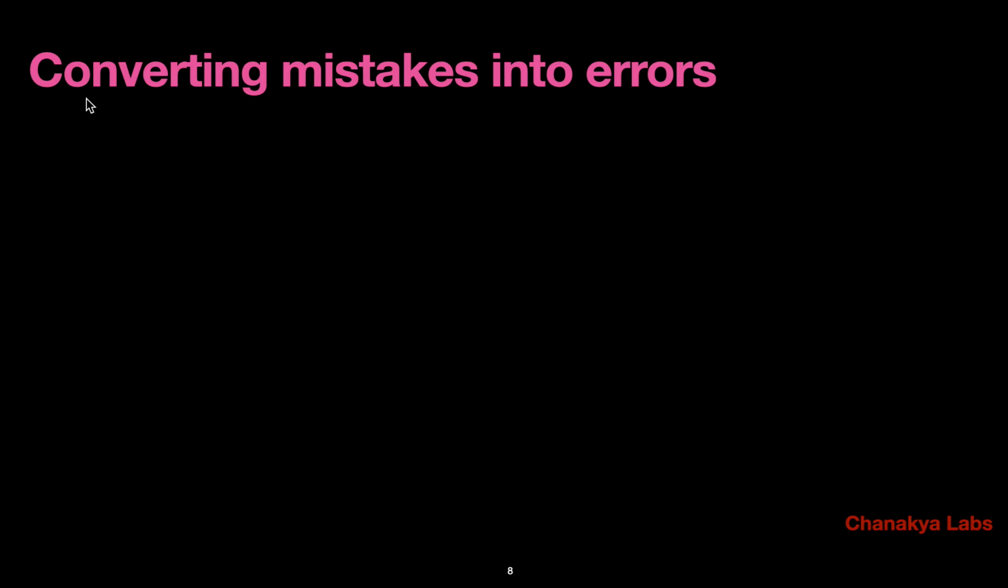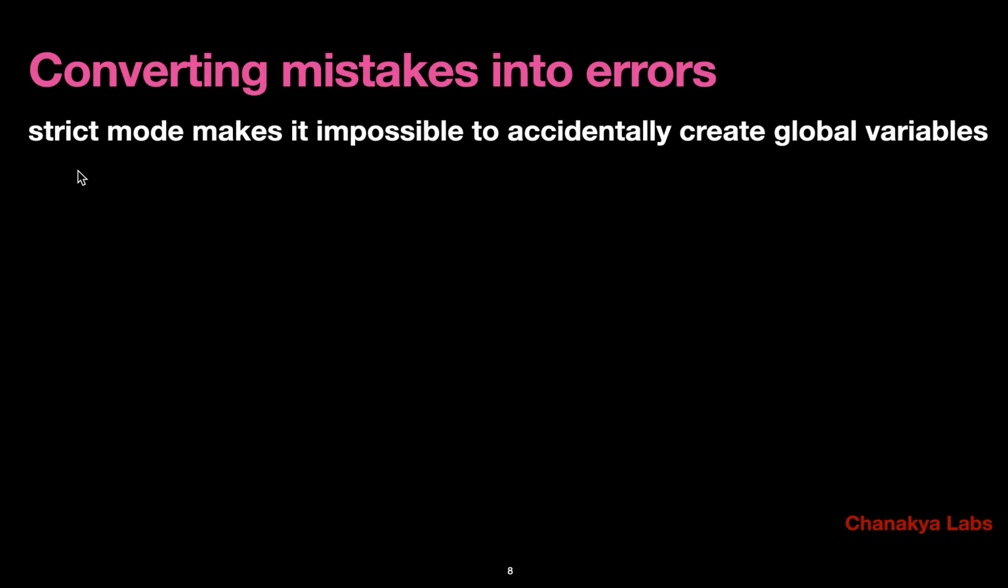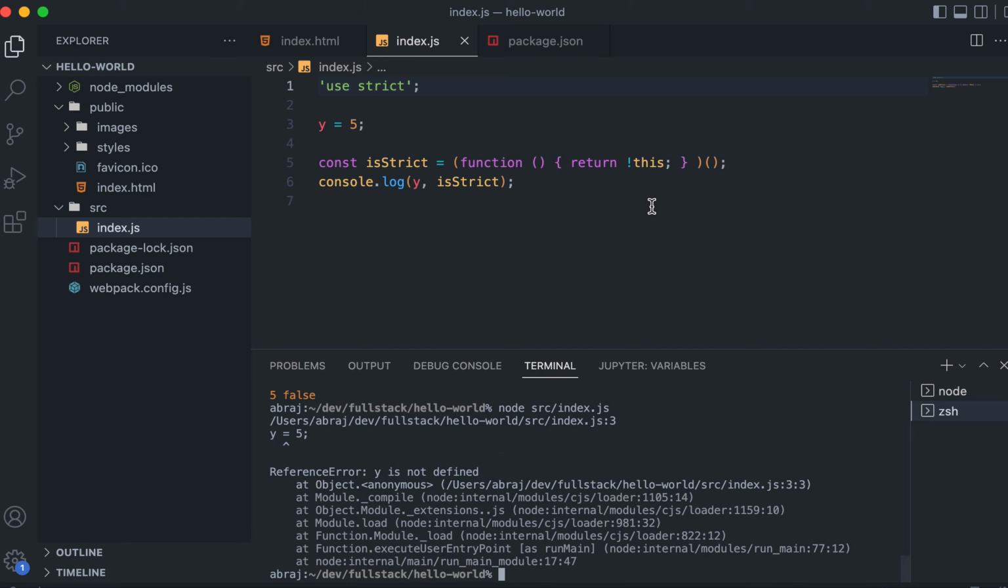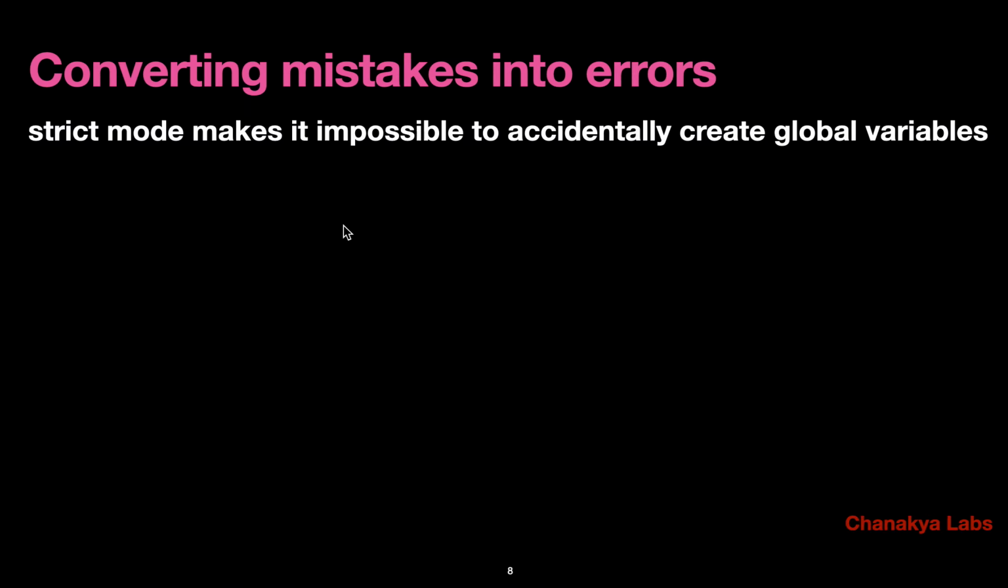So one of the common things is converting mistakes into errors. Let's say strict mode is seeing some code where earlier you accidentally created a mistake, right? One of the simplest mistakes is creating global variables accidentally, which was the first example we took, something like this. This sort of thing is impossible to write in strict mode, and this will throw an error.